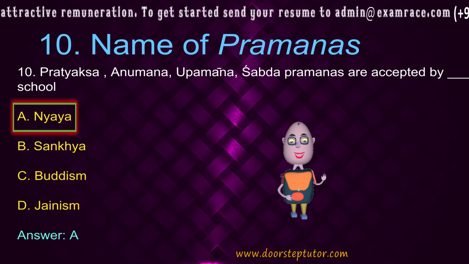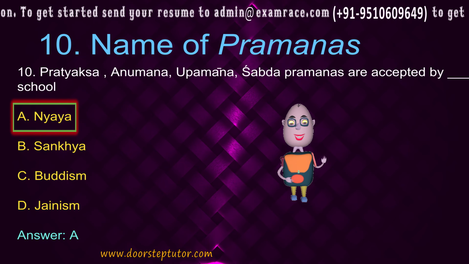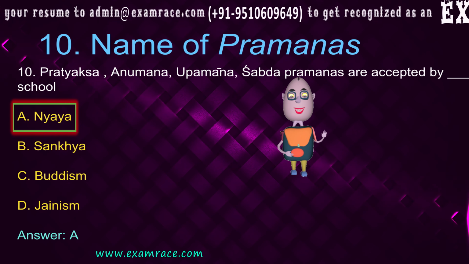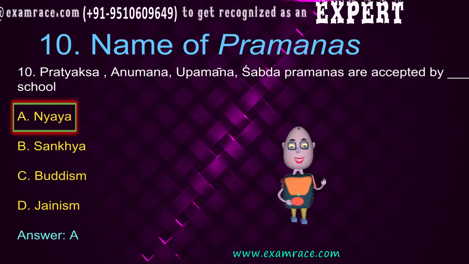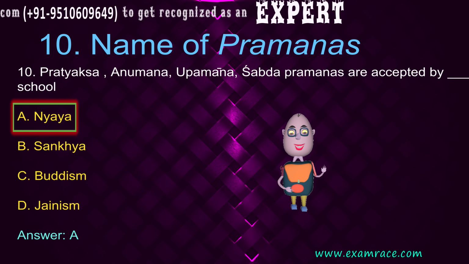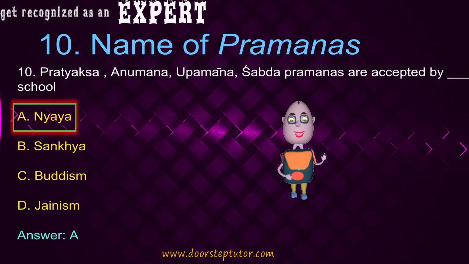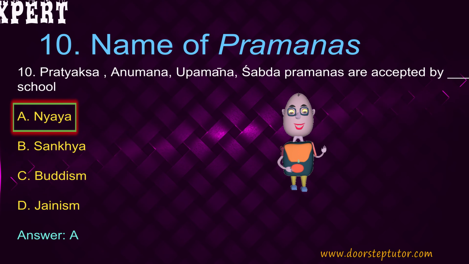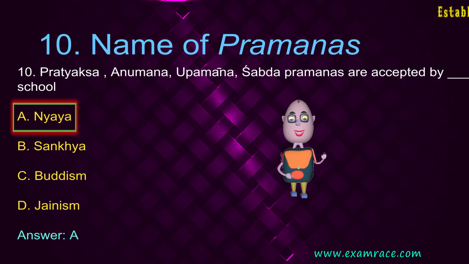Likewise, some other questions which could be asked on the same pattern are: perception is the only source of valid knowledge according to, the answer is Charvaka. Likewise, perception and inference are the 2 sources of valid knowledge which are accepted by Buddhism, Jainism, Sankhya, or none of these. In that situation, the correct answer is Buddhism.